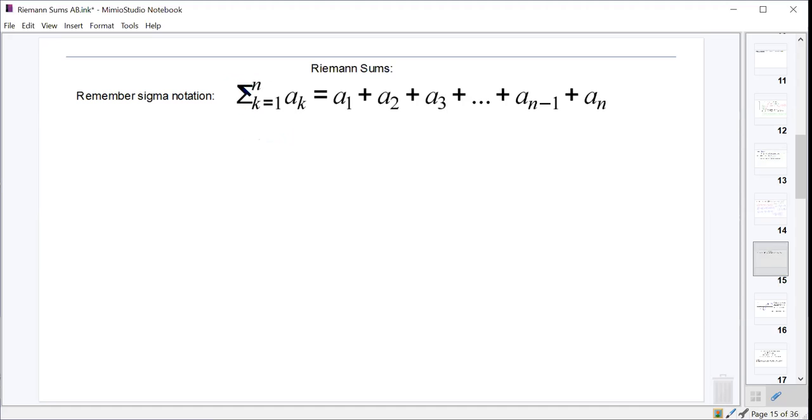So the sigma tells us sum of. It says take the sum of all of these things, a sub k's in this case, from the first one to the nth one. So that means take a sub 1 and add to it a sub 2 and add to it a sub 3 all the way until I get to n. So if I said I wanted the sum from k equals 1 to 5 of a sub k, how many terms would I have in this summation?